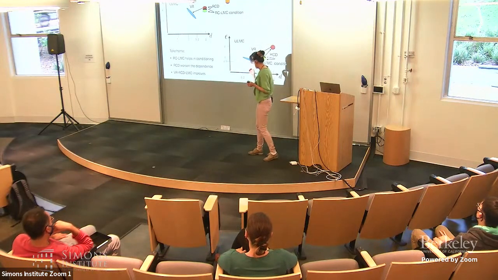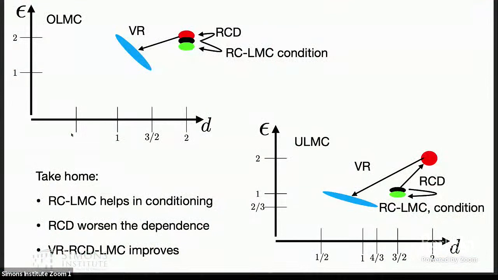So that's a lot of algorithms. Let me summarize it a little bit. For both overdamped and underdamped Langevin Monte Carlo, you move from the classical Langevin Monte Carlo to the random coordinate version of the Langevin Monte Carlo. In terms of the d and epsilon dependence, you do not see any improvement. The improvement can be seen only in the conditioning of the problem, depending on L versus L max.